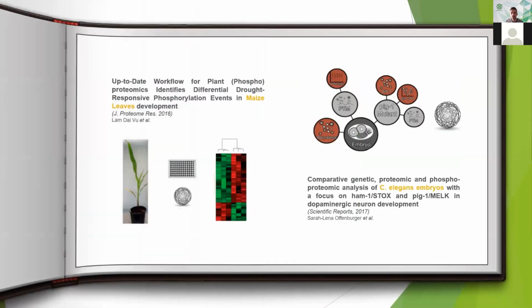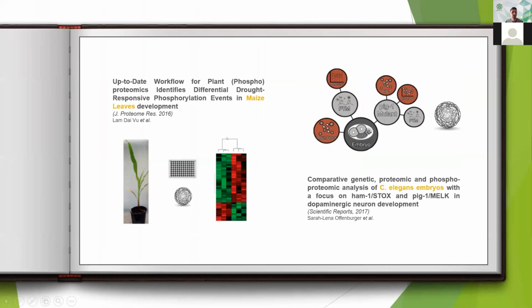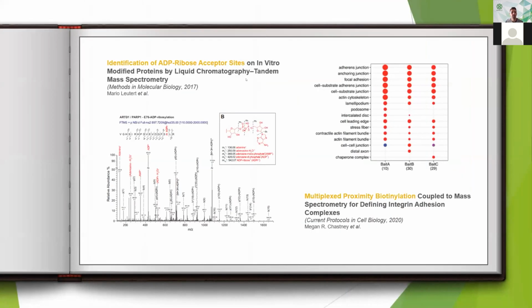Over the years, we saw the expansion of these workflows to cover a wide range of organisms, sample sources, different tissues, cells, and so on. We saw the expansion of the workflows to cover different types of PTMs, as well as different types of affinity-based enrichment coupled to mass spectrometry-based workflows.